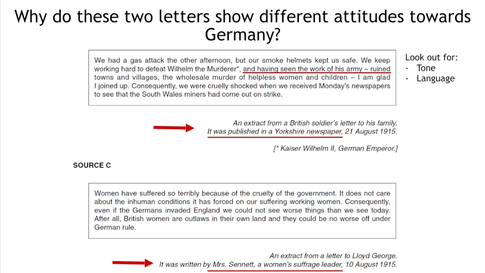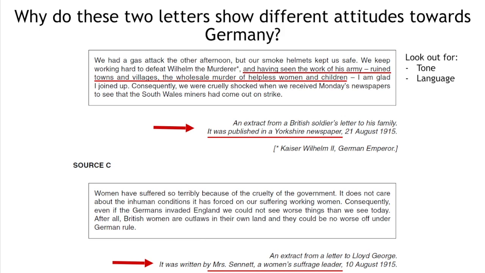"Having seen the work of the enemy ruin towns and villages, and the wholesale murder of helpless women and children," that's to talk about tone and language, that's a very emotive little statement there. The Germans are murdering helpless women and children. So his attitude to Germany is one of, they're quite barbaric. This guy who's fighting on the front line is talking about the Germans being very barbaric, and that perhaps shouldn't surprise us.